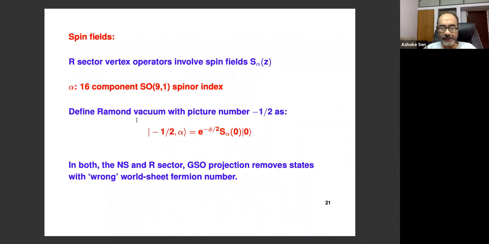And we'll be working with GSO projected states. So in both the Neveu-Schwarz and Ramond sectors, the GSO projection basically removes half of the states with wrong worldsheet fermion number. So later on, we'll list some of the states in the Neveu-Schwarz and Ramond sectors, and it will be understood that I'm only going to list states that are GSO even. I'll not even talk about GSO odd states when I make that list.